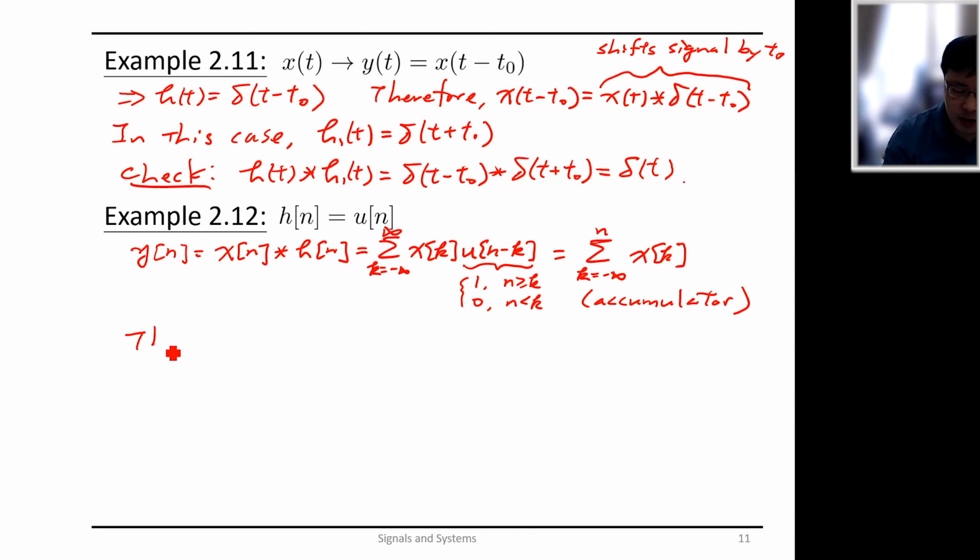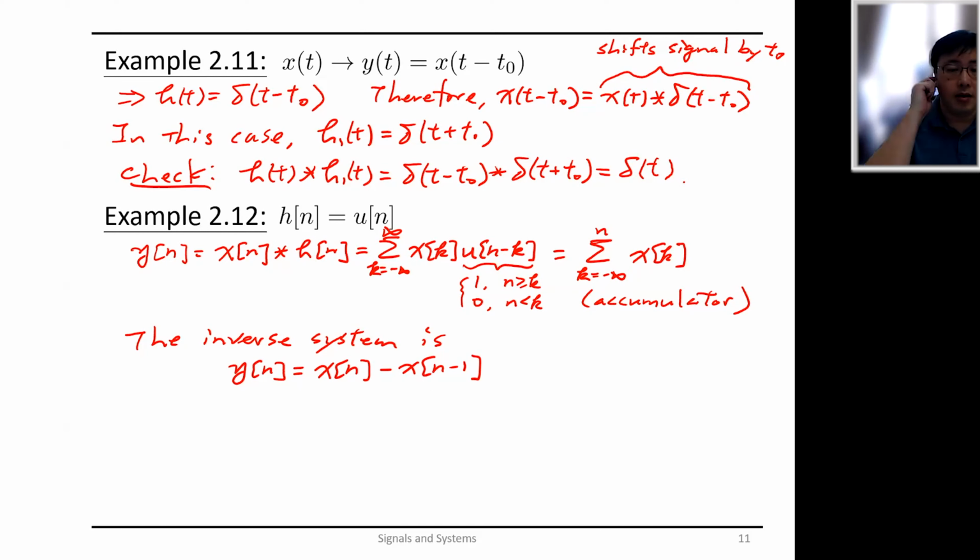In particular, the inverse system is something that looks like this, that has an output equal to the difference of the input at time n and n minus 1. This you can also call the first difference operation. So the inverse to an accumulator is the first difference operation.